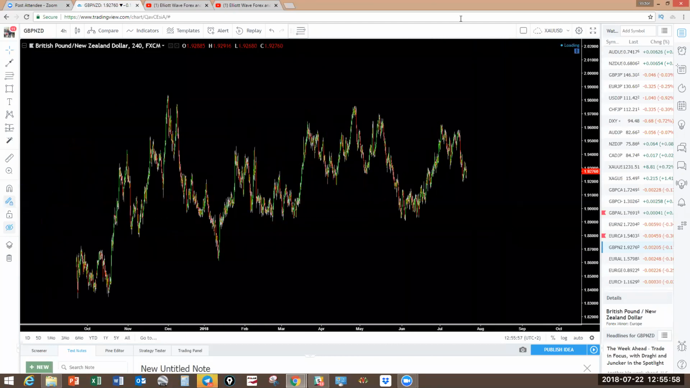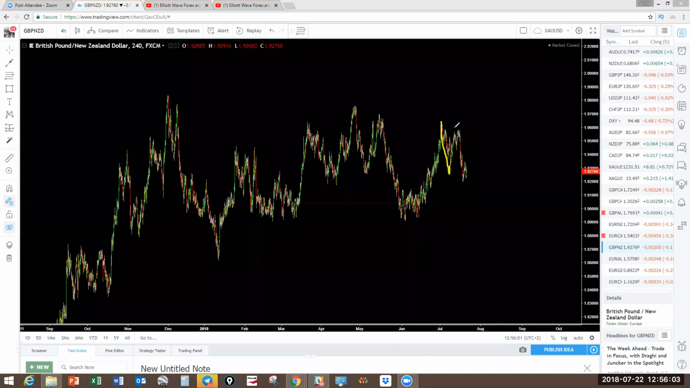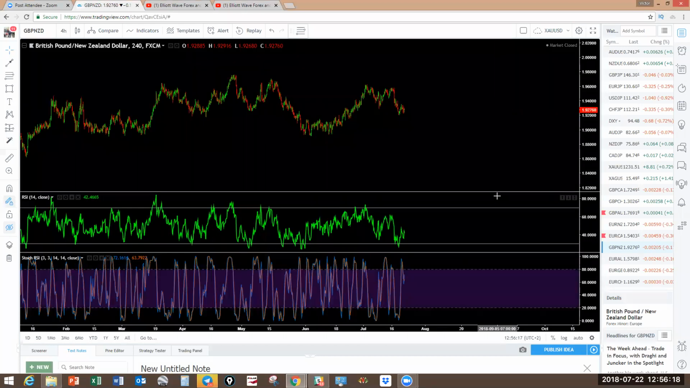Okay, so let's have a look here. So Pound New Zealand looks something like this. So last week I was looking for this structure to do something like this. We're looking for this to correct here and then move to the upside to at least go and retest that top. But now it is very deep. Let's see if we get a nice pulsing move here, but it doesn't look like that's what we're getting. Let's have a look here.